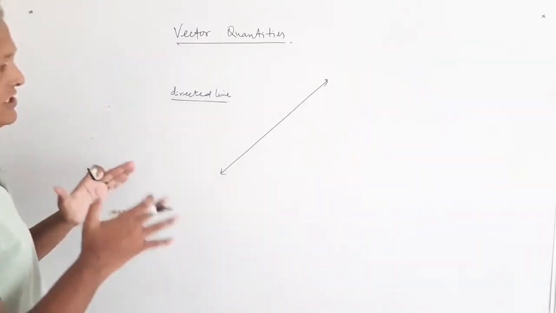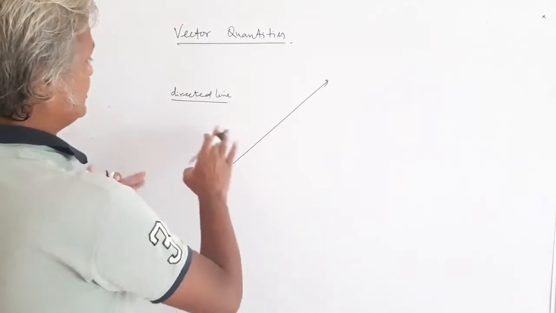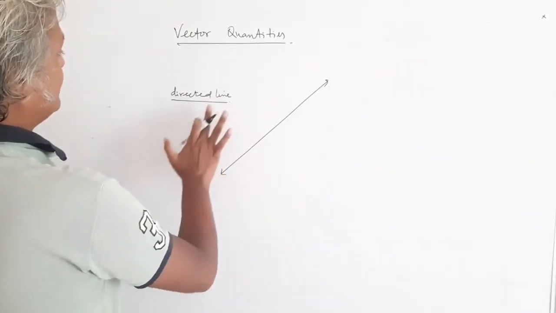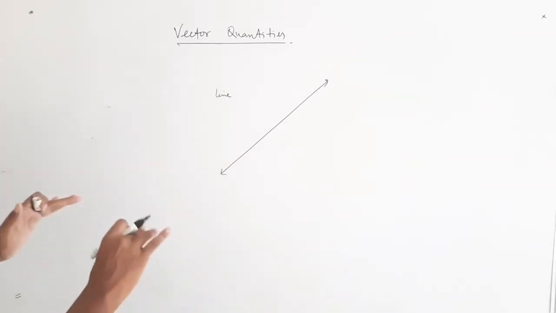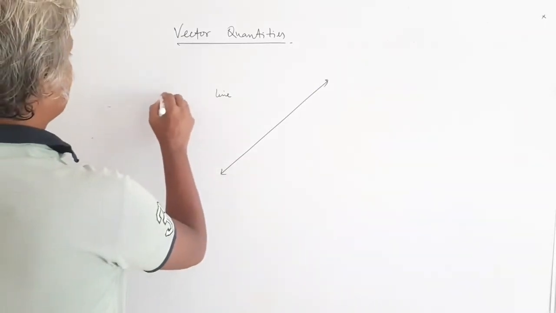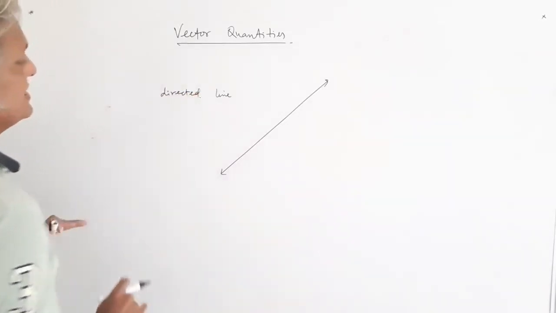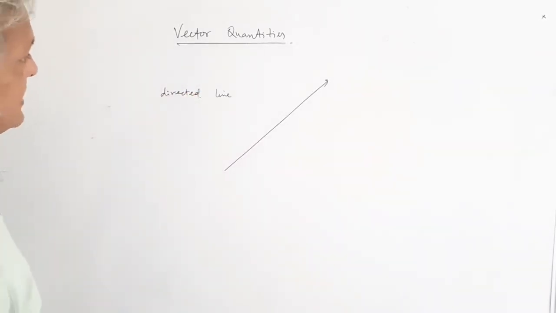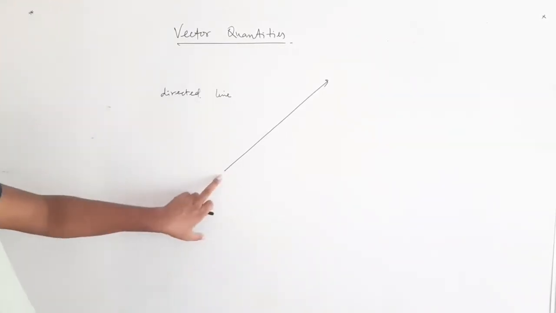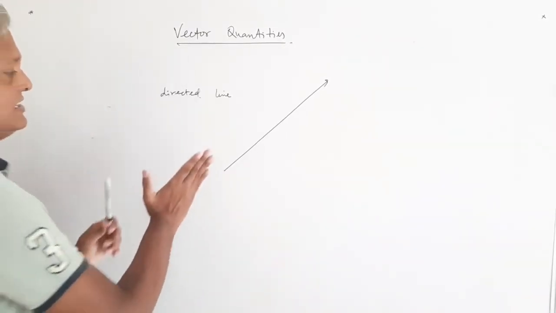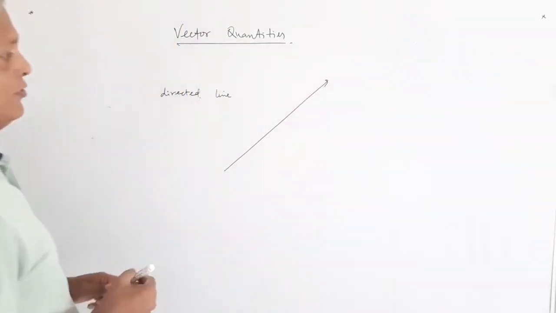Now I want to restrict this definition. I don't want it to have two senses of direction, because it's a line. I want to make it a directed line, meaning a line which has one direction. It means I remove this direction. Now this is my directed line. It has only one sense of direction, that is along this.